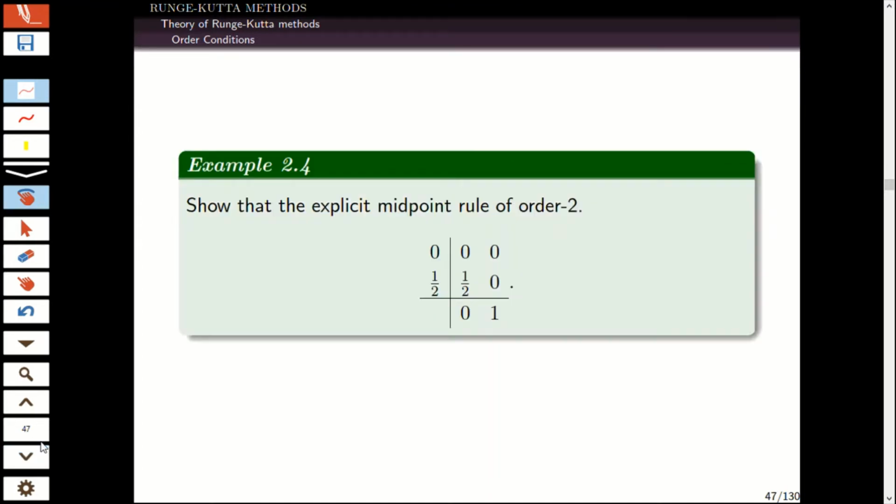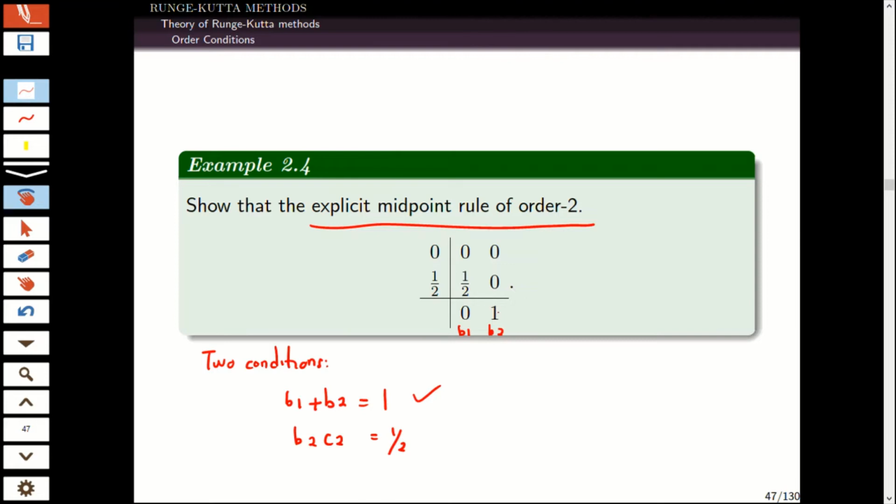For example, show that the explicit midpoint rule is of order 2. I'm sorry, order 2, not order 1. So we have two conditions. What are the conditions? b1 plus b2 equals 1, b2 c2 equals half, right? We can show that this is b1, this is b2. So 0 plus 1 is 1, and then b2 times c2. This is c1, this is c2. So b2 times c2 is half. So it satisfies two conditions, so we can say the method is order 2.